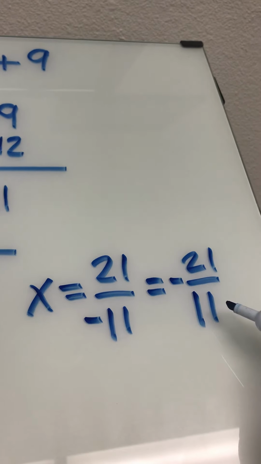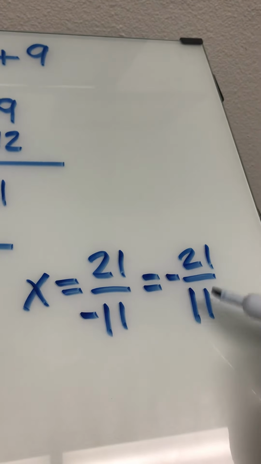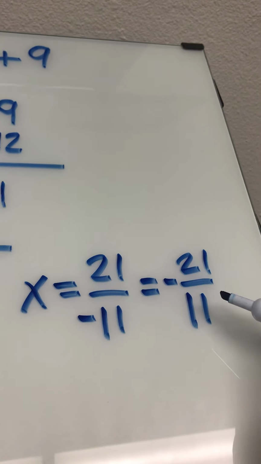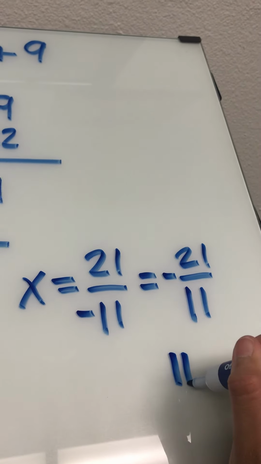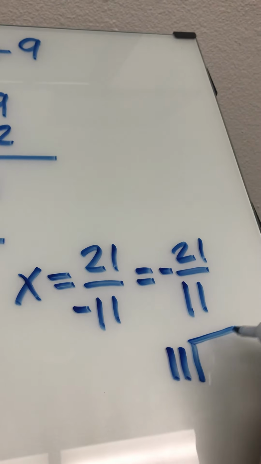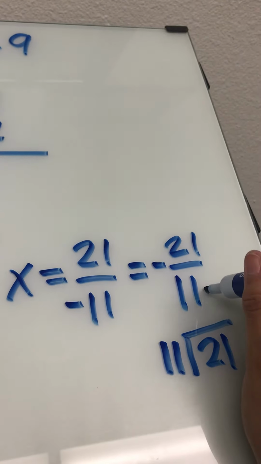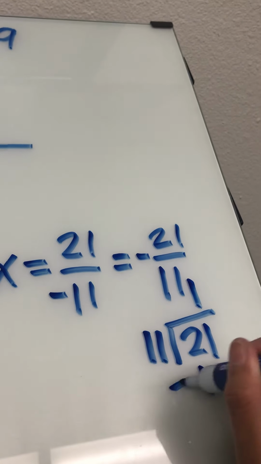We can also break this down so that it can be a mixed number, because right now it's in improper fraction form. Since it is in improper fraction form, we can always just do a simple division to make it into a mixed number. So we can say 11 goes into 21 once. 1 times 11 is 11.